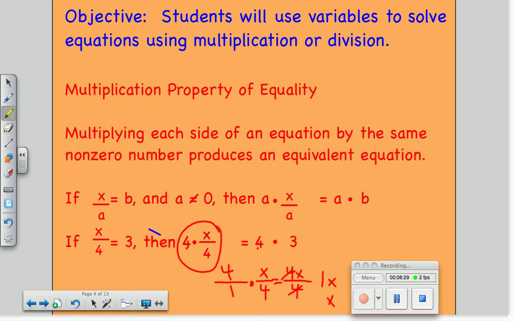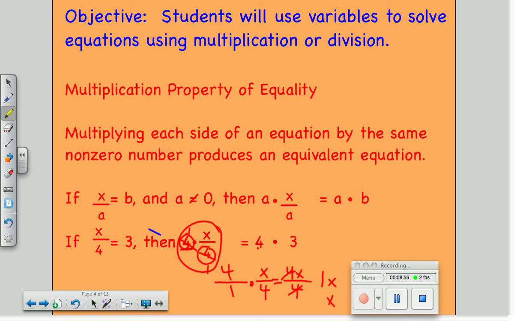So anytime you have a numerator on this side and a denominator on this side that are the same, you can just cancel them out, and they become 1s. 4 divided by 4 is 1, and the other 4 divided by 4 is also 1, so that was easy. So x becomes by itself. You multiply the other side also by 4, and 4 times 3 is 12. So now I know x is 12.